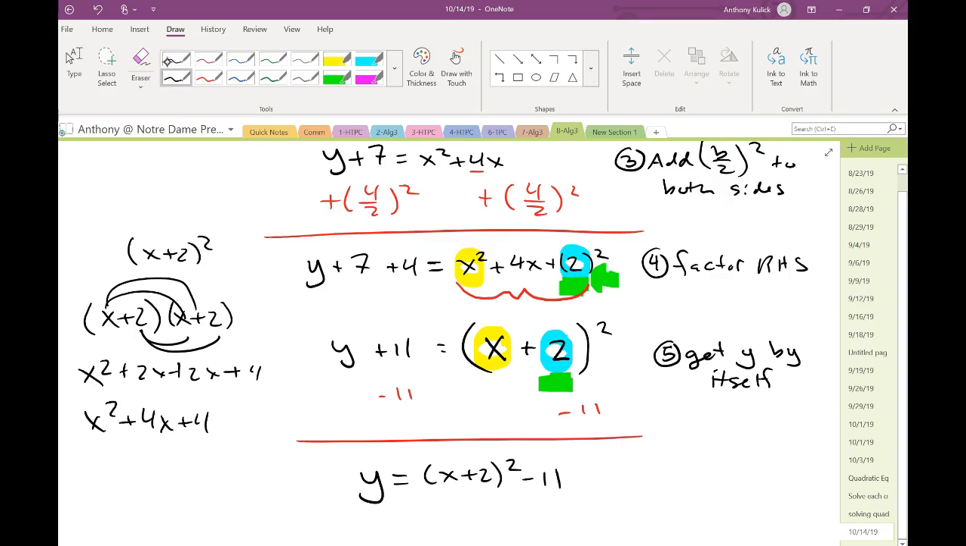Tommy? In the equation, it says that f equals a times x minus h squared plus k. Where's the a? Oh, it's 1. Oh. Okay.